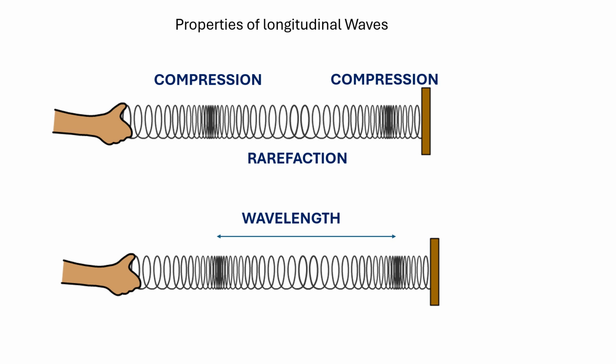Please be careful of the spelling of that word because it's very similar to the word refraction, which you may come across if you're doing triple science. The other characteristic of a longitudinal wave you need to know is the wavelength. The wavelength is the distance from one compression to the next compression or one rarefaction to the next rarefaction.